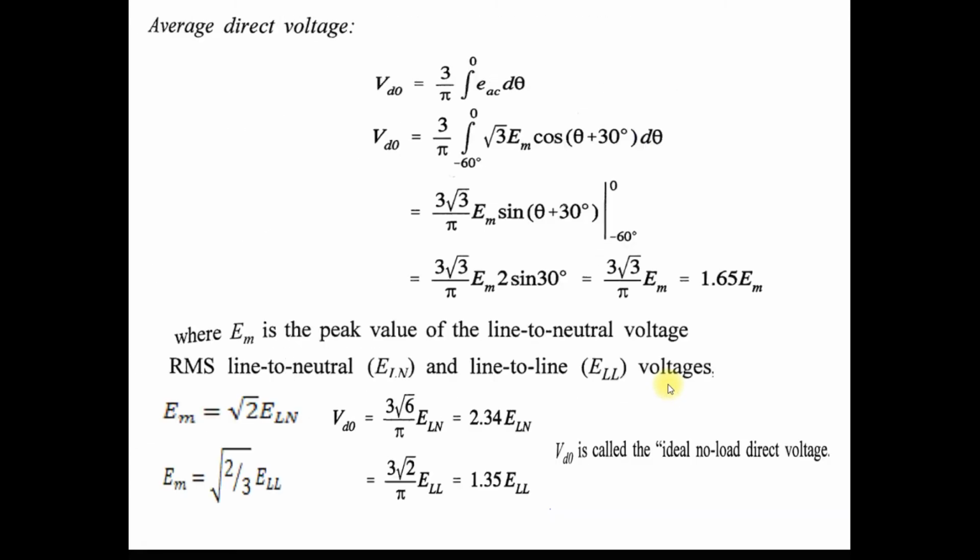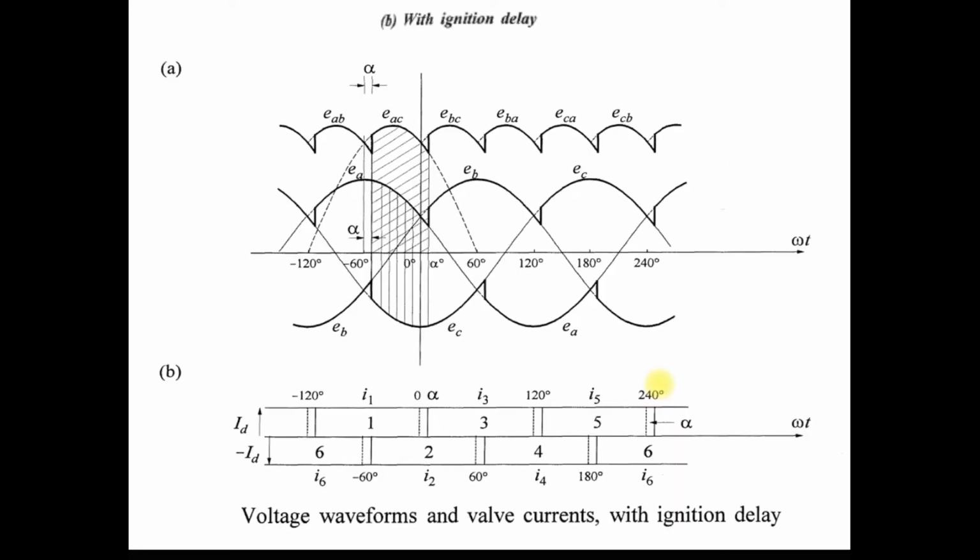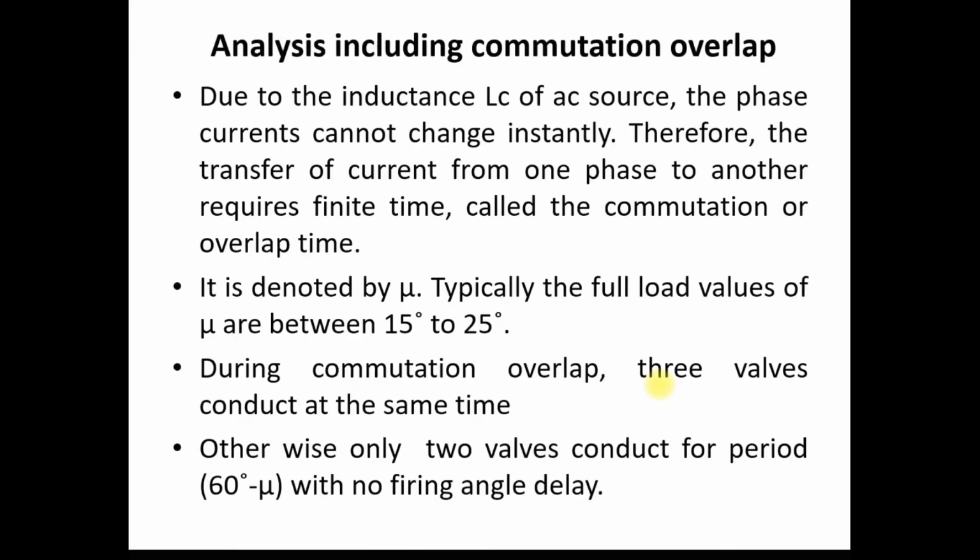So now understand this analysis. This analysis includes the commutation overlap. Because we consider this source inductance effect in the analysis of the three-phase converter, commutation overlap happens. Due to the inductance Lc of the AC source, the phase current cannot change instantaneously. Therefore, the transfer of current from one phase to another requires a finite time, and that is called the commutation or overlap time. So what is the main meaning of this sentence? Due to the inductance Lc of the AC source, the phase current cannot change instantaneously.